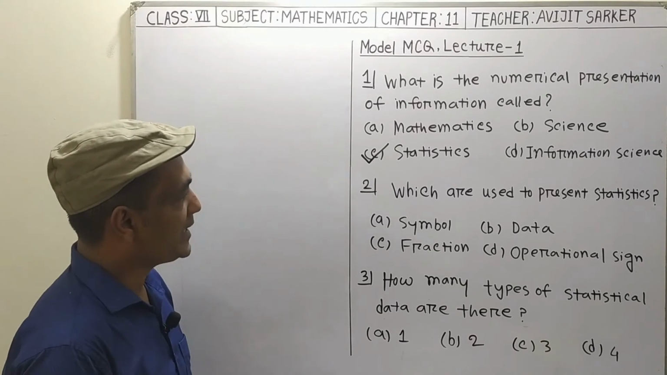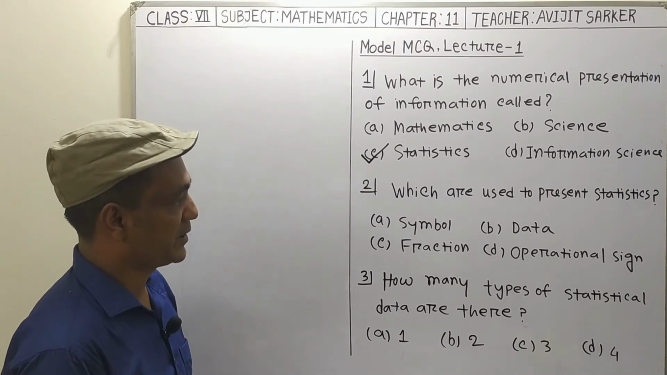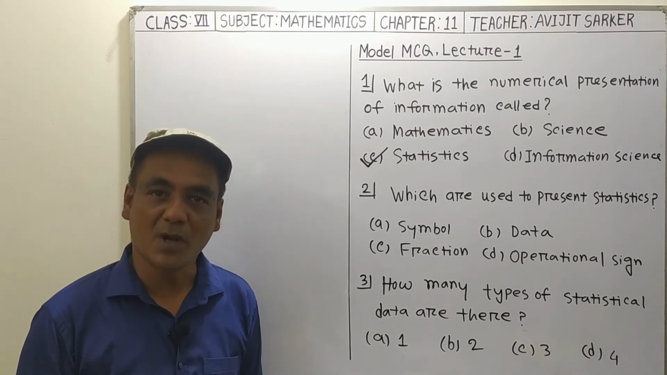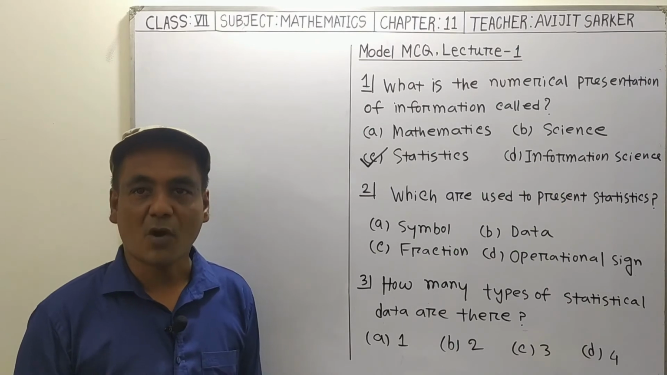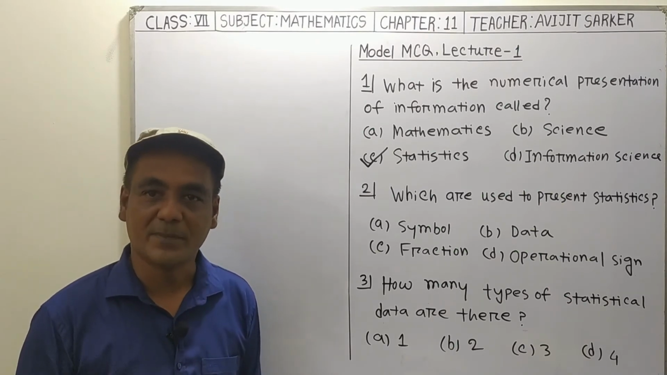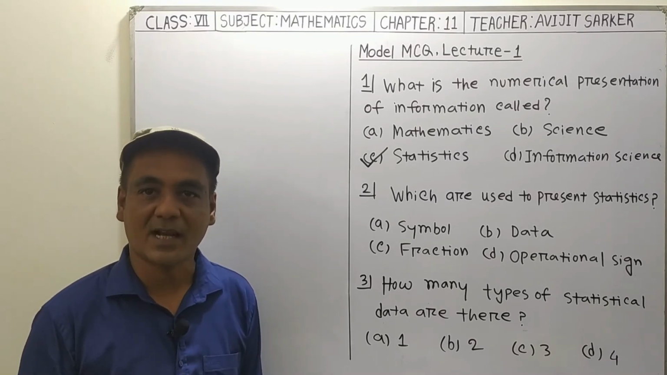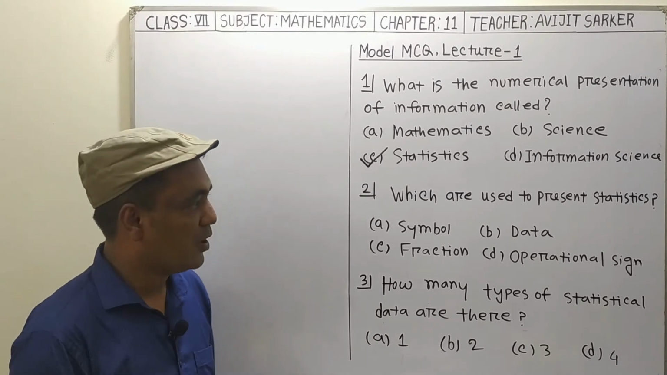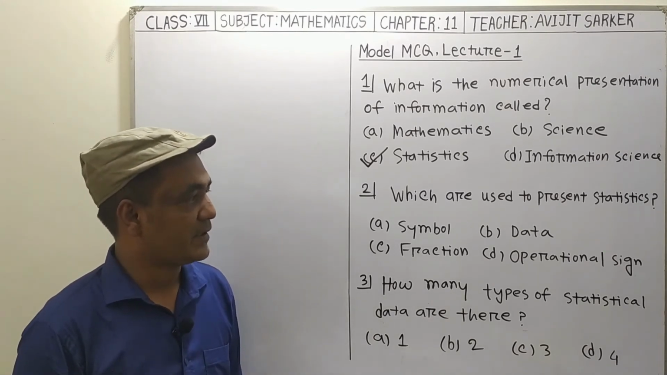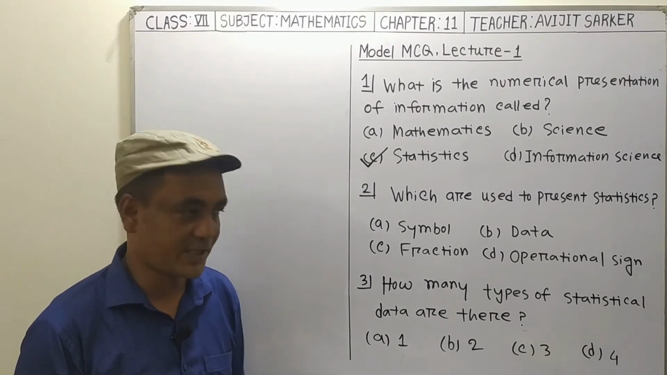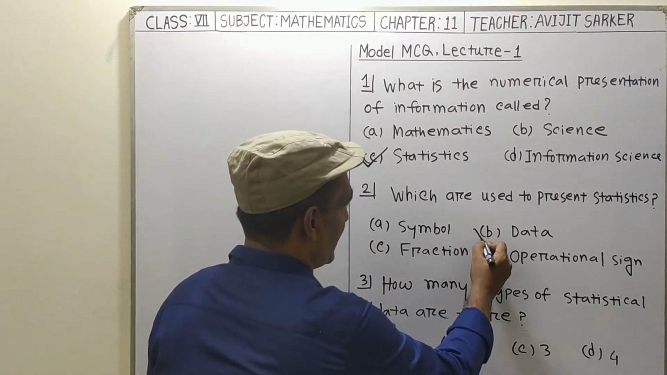Question 2. Which are used to present statistics? Suppose your mark sheet of the final exam is an example of statistics. Your obtained marks in Bengali, suppose 50, in science 70, in mathematics 80. That means marks are presented by numbers and all the numbers are called data. So statistics are expressed by data. That means data are used to present statistics. So the correct option is B.